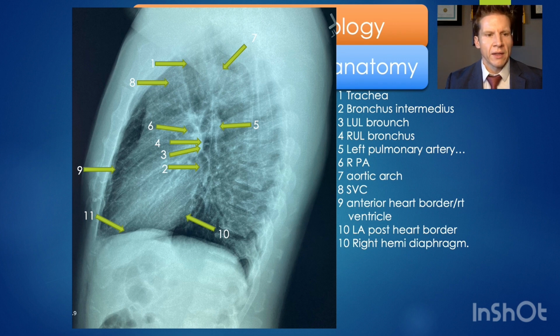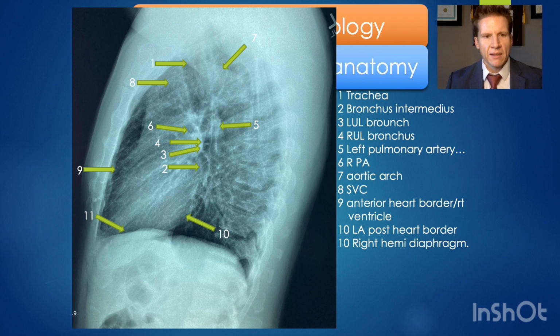While we're here on the lateral view, a couple other things to point out are going to be these relatively lucent regions behind the sternum. This is the retrosternal clear space. This should be normally very lucent, filled with lung. A similar finding is also here at the retrocardiac space, which should be relatively lucent.